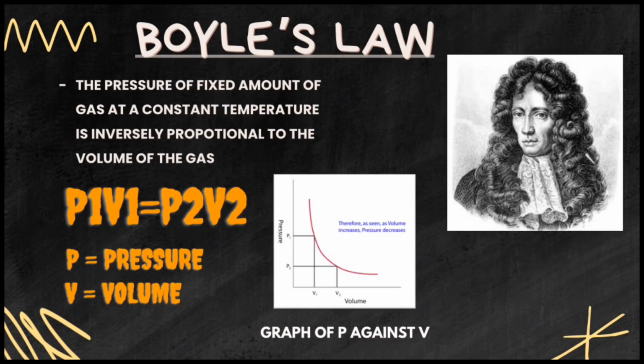Next one is Boyle's law. Boyle's law stated that the pressure of a fixed amount of gas at a constant temperature is inversely proportional to the volume of the gas. The formula given is P1V1 equals P2V2, whereby P equals the pressure and V equals the volume. And this is the graph that proves pressure is inversely proportional to the volume of the gas. And the picture belongs to Boyle himself.